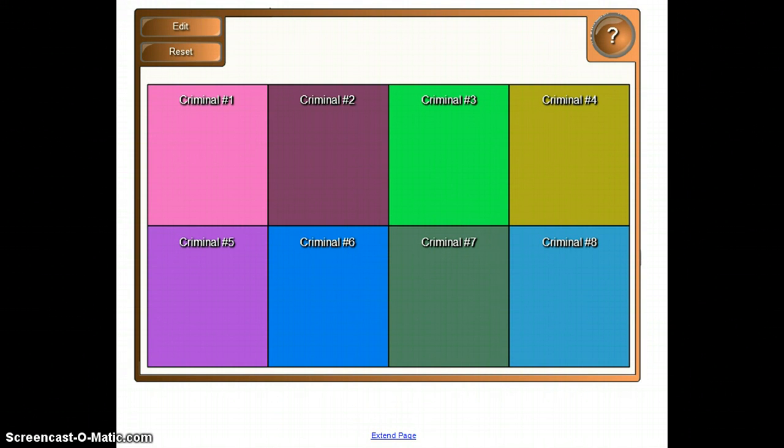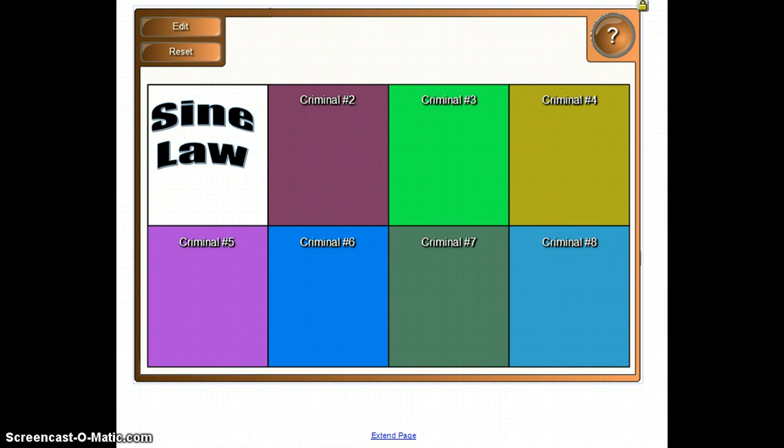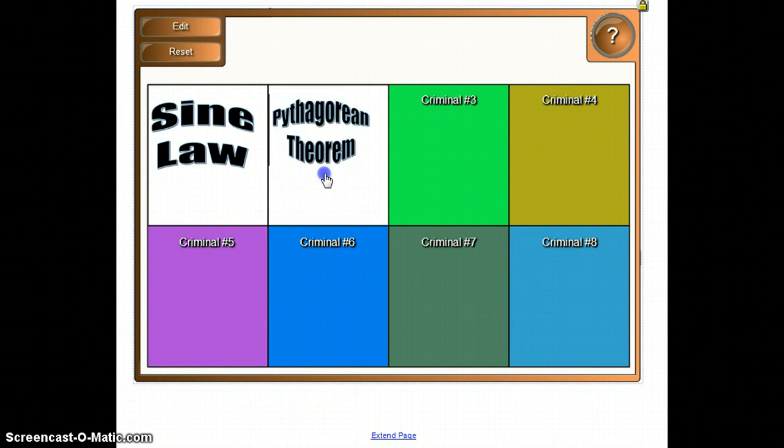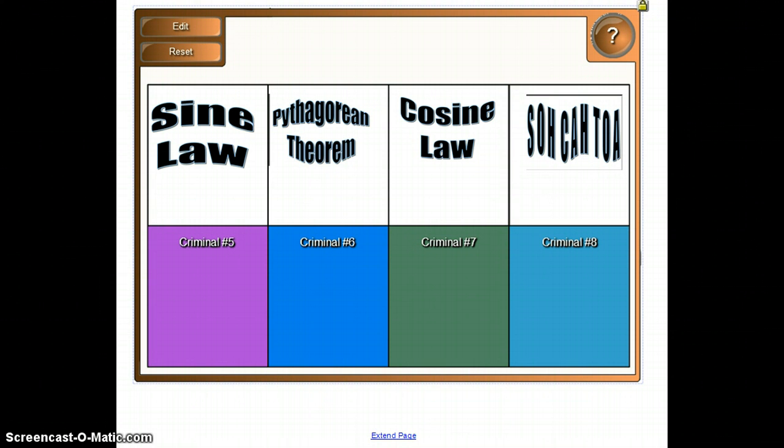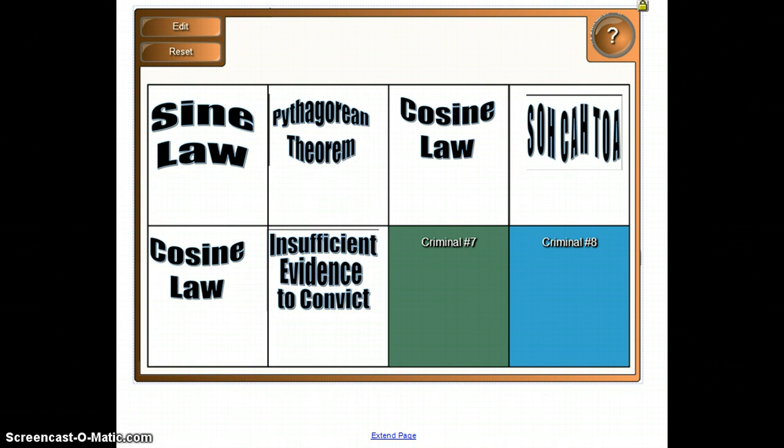So let's check your answers. Criminal number 1 should have got sine law. Criminal number 2 should have been the Pythagorean theorem. Now for criminal number 3. So question 3 was cosine law. Criminal 4, SOHCAHTOA. Criminal 5, cosine law. Criminal 6, insufficient evidence. Let's take a look at that one.